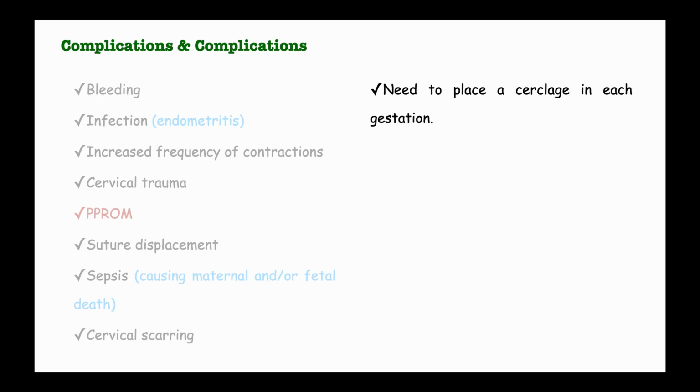Now, it is also important for us to note that all of these complications that I've just explained are uncommon when the cerclage is done prophylactically. And so it is very important that when we are sure that the woman is having cervical insufficiency or incompetence, we quickly must go in and do this cerclage so that we can prevent most of these complications from occurring.